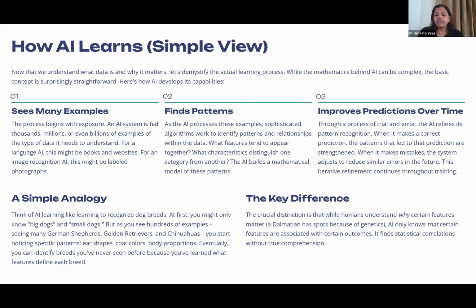Humans understand why certain features matter, like a Dalmatian has spots because of genetics. So how will AI do it? AI only knows that certain features are associated with certain outcomes. It only has statistical correlations to match.